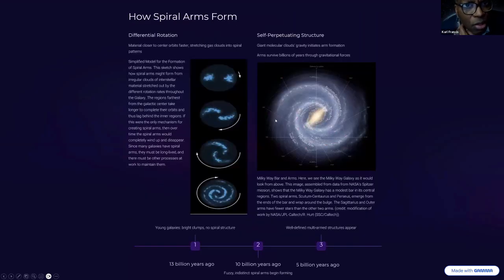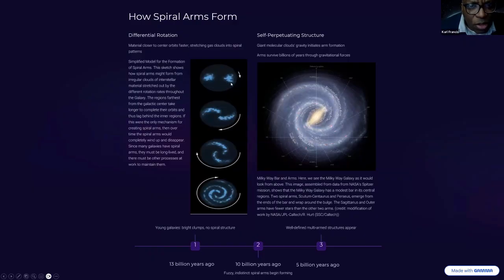Okay, so let's talk a little bit more in depth about the shape. Okay, how did the spiral arms form? What happens is in the center, the rotation is faster, right? That makes sense. Materials closer to the center orbit faster, stretching the gas clouds out into these spiral shapes. And as time goes on, the spirals begin to form, first you get like the top one.